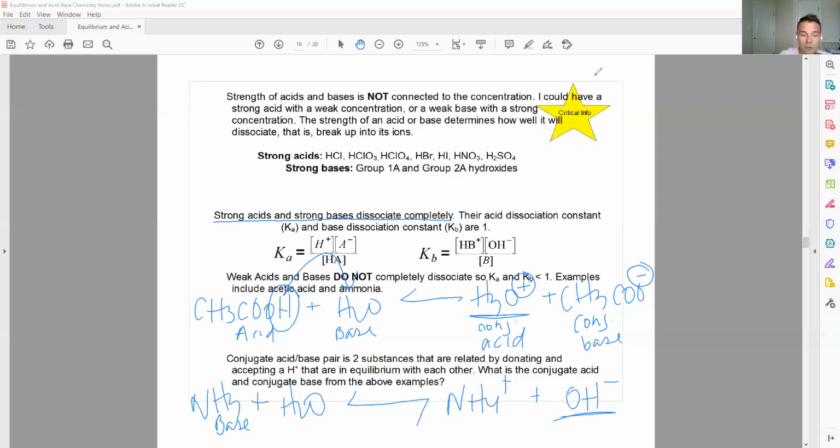Down here, you go from the acid to the conjugate base, the base to the conjugate acid. That's how they are related. Same thing. Now, in this case, the water is technically an acid, and so it will give off the hydrogen and go to the ammonia, which will turn into the ammonium ion. Since it's positive, it's going to be the conjugate acid, and the OH- is going to be the conjugate base. And that's how they're related.